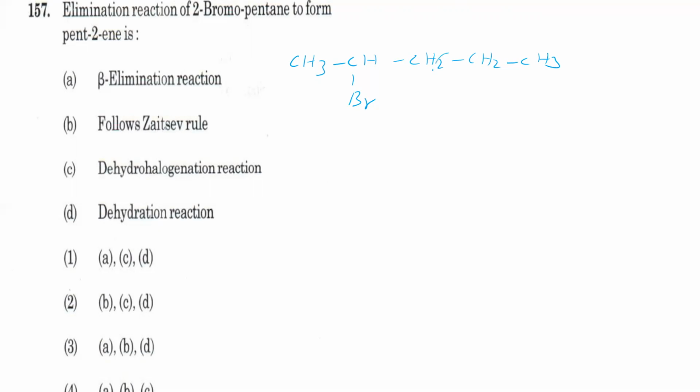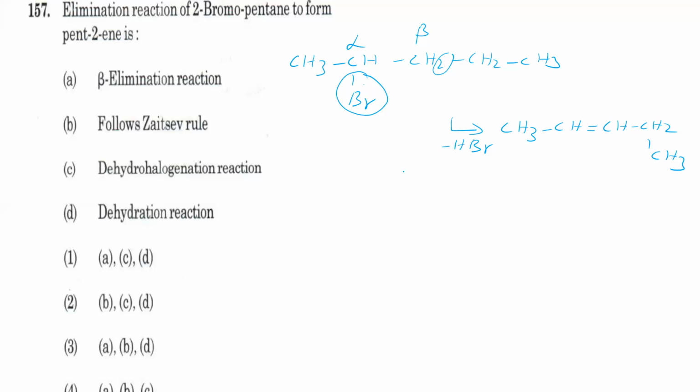Therefore, one hydrogen from here, and this Br is leaving. Therefore, HBr is leaving. So we are getting CH3, CH double bond CH, CH2, CH3. What is this elimination called? Bromine is present at this carbon, which is the alpha carbon. This carbon bonded with the alpha carbon is called the beta carbon. From the beta carbon, hydrogen is removed.